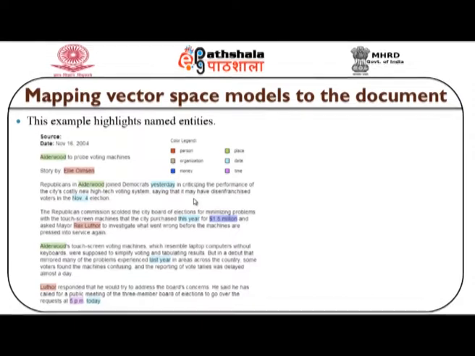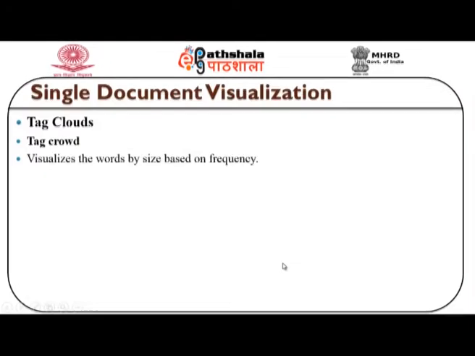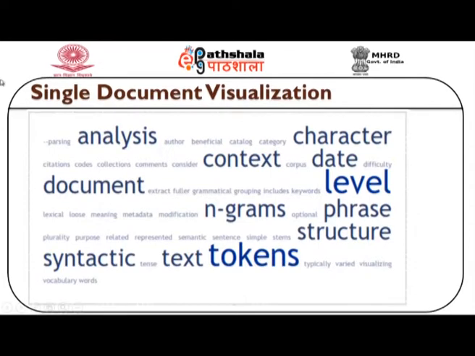We also try to map the vector space model to the document. Here you can see that this example highlights the named entities. Persons' names are shown in red, place names in green, and dates in cyan. This shows a vector space model representation of the document. For single document visualization, we can also go for tag clouds, and we can visualize the words by size based on frequency. This is a single document visualization.